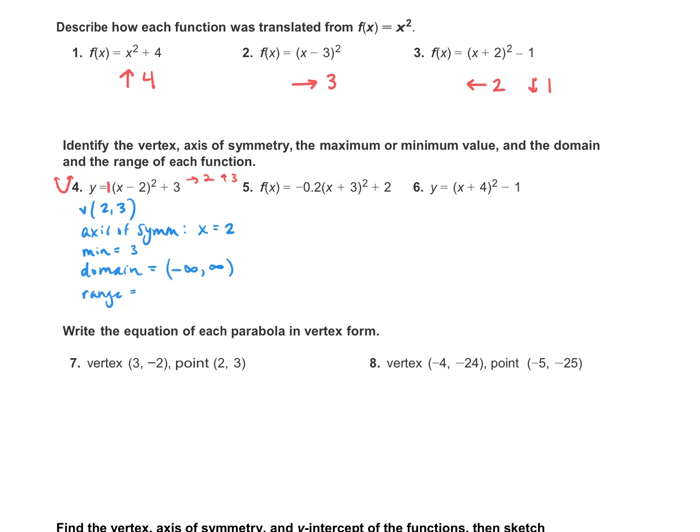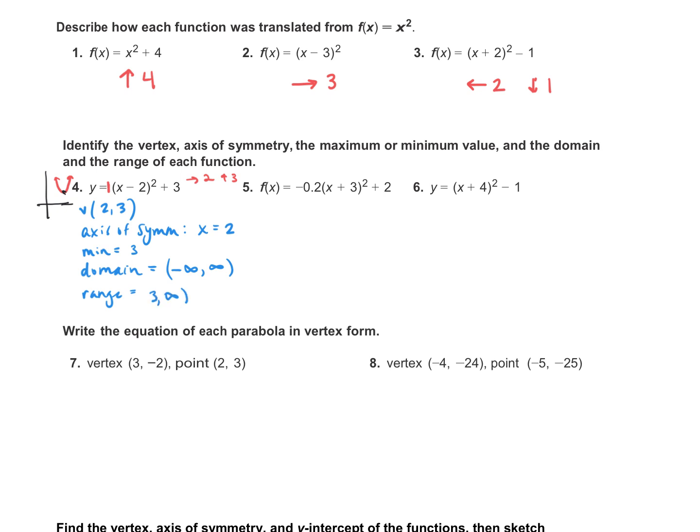Now, the range is going to change depending on where your vertex is. In this little side drawing I have here, where our vertex went to the right 2 and up 3, we can see that our range, our y values, start at our vertex and then it's everything bigger than that. We don't have any values below that vertex. So that's going to be a 3. That's the y value of our vertex. So our range, the smallest y value, the lowest that graph gets is 3. And it continues all the way to positive infinity.